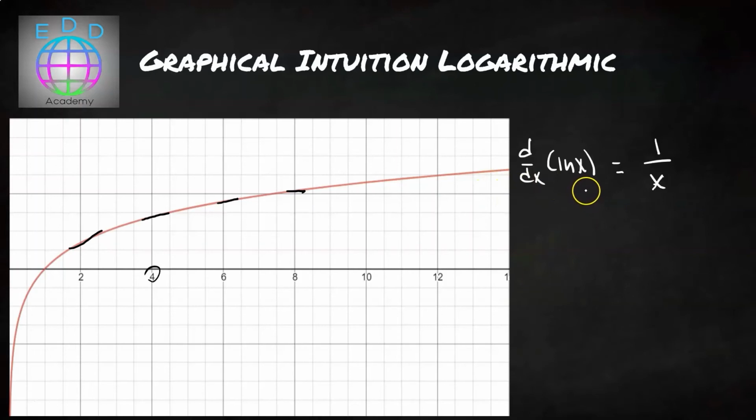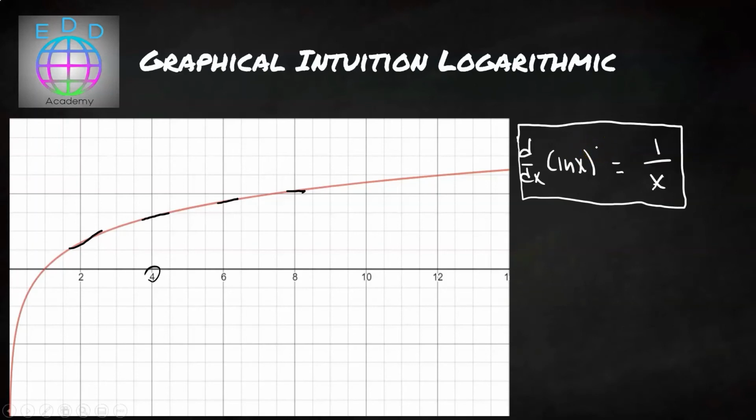So I'll go outright and say it. This is actually our derivative. We won't be proving it in this video, but just looking at our graph, the derivative of ln x is 1 over x.